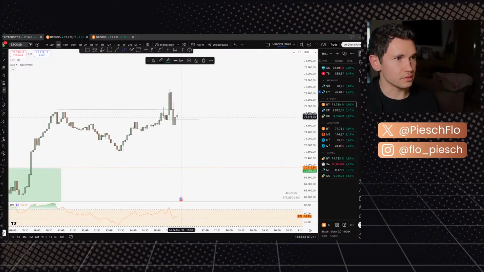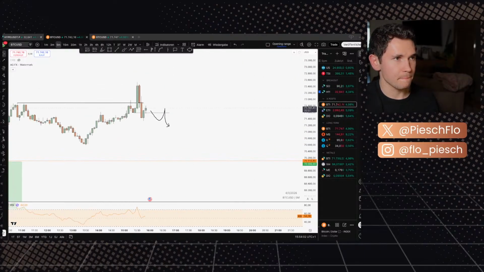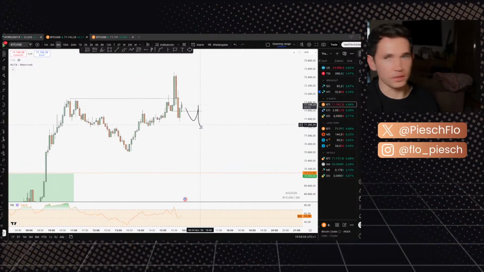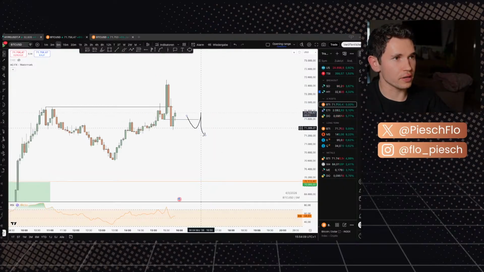Bitcoin could be this. But obviously this is not a system of mine, it's just what looks obvious to me, market structure wise.